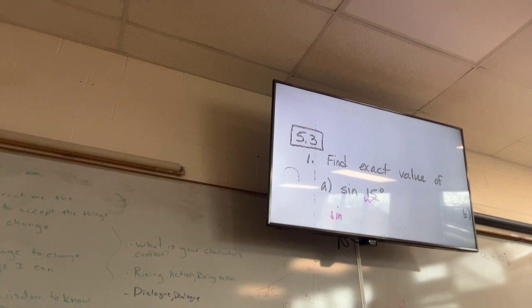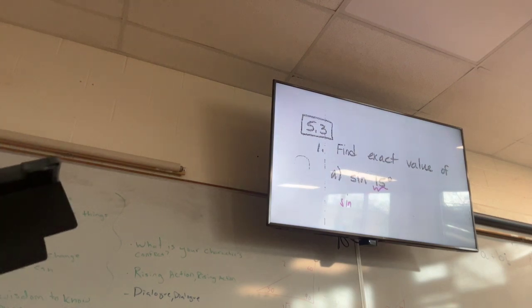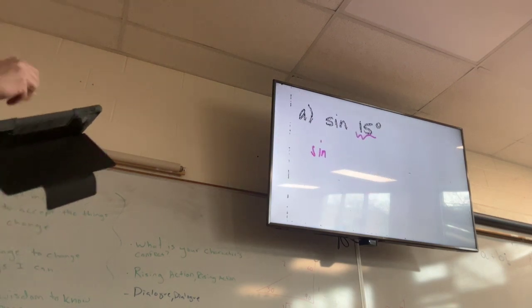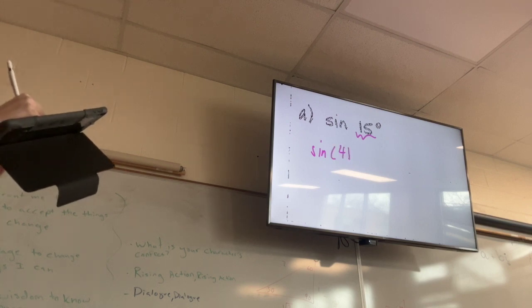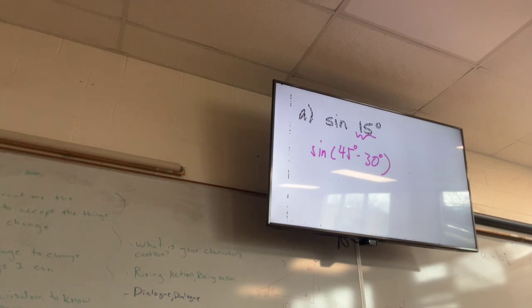Just follow along. Okay, good. All right, so we're going to rewrite this. We're going to rewrite 15 as 45 minus 30 degrees. We do know both of those, right? Sine of 45, sine of 30, okay?